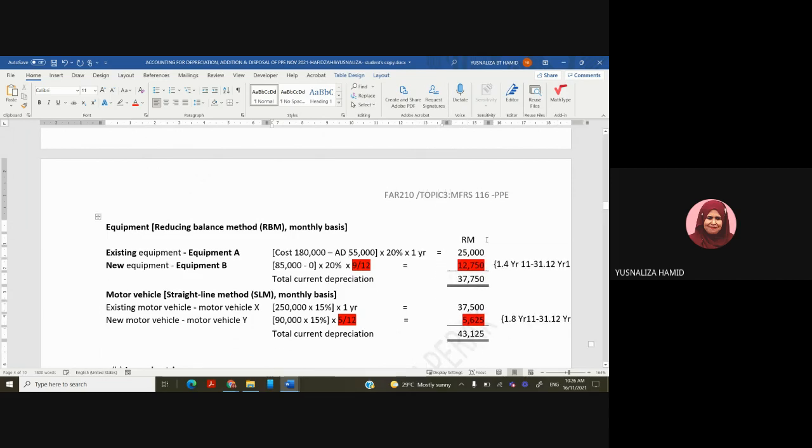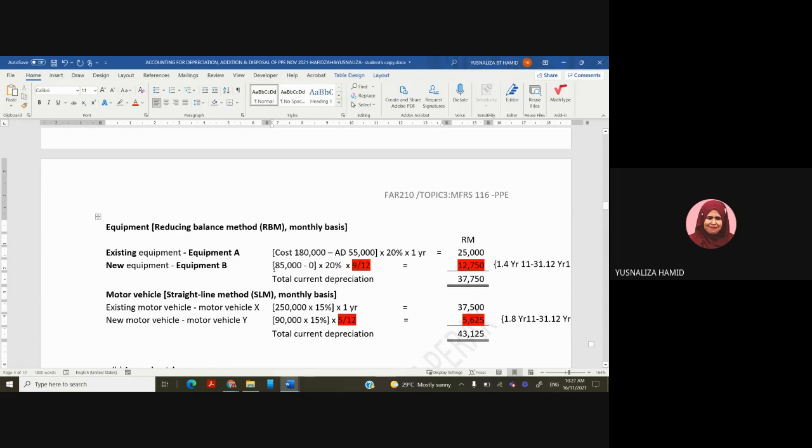25,000 times 20% times 1 year. So that was for the first item. For equipment A, monthly basis, you still charge 1 year because the equipment A has been with you for quite some time. So in the second year also, you will provide full depreciation because we only use the fraction for the new equipment, for the asset that was purchased in that current year, right? For those assets that have been there in the company, the existing equipment, equipment A, you will charge full year depreciation. And you can see here that we take the carrying amount.